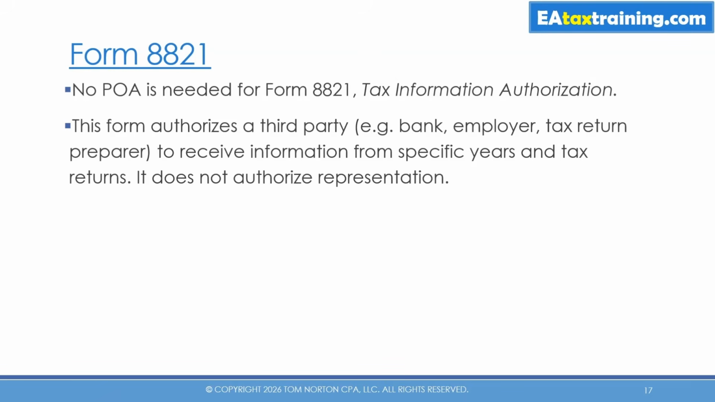So, for instance, the taxpayer might be getting a mortgage, and the mortgage company wants to receive information straight from the IRS, and the taxpayer allows that. They can sign the Form 8821, giving the person at the mortgage company the authorization to receive that. Or it could be a bank or an employer or even a tax return preparer. Maybe you're new to this client, you're just now starting to prepare their tax returns, and you want to get information from the IRS, but you don't need a full power of attorney. You could do an 8821 so that you can receive that information.